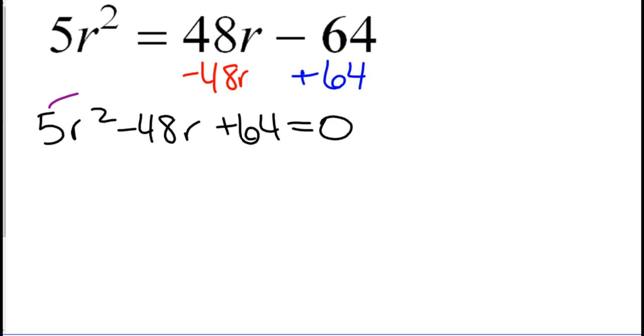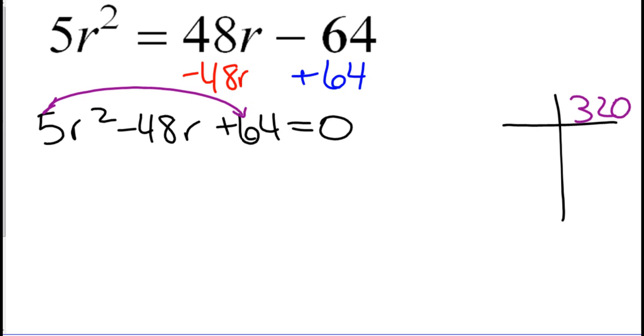So what I need to do is multiply 5 times 64, right? And over here, we will have our little T-chart. I need two numbers that when I multiply them, 5 times 64, I get 320. And when I add them, I should get a negative 48. So again, when I'm multiplying, I get 320. When I'm going to add them, I'm going to get a negative 48.